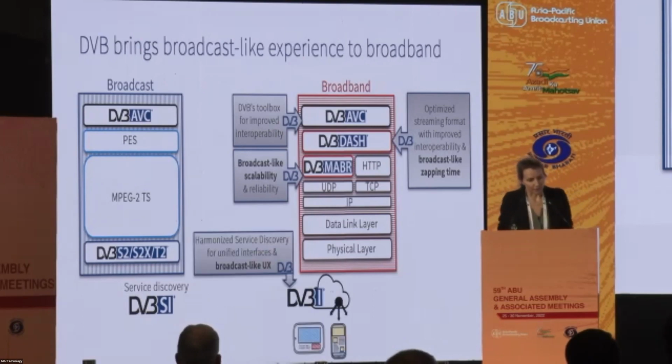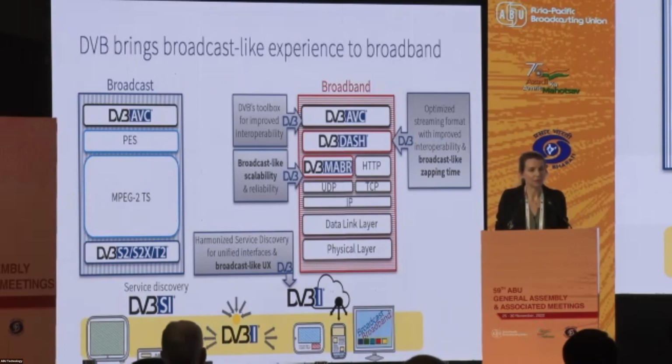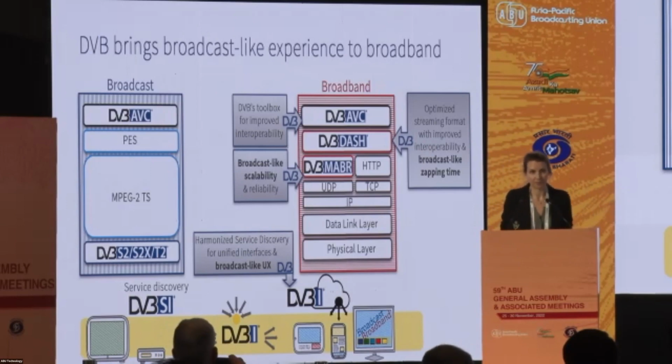And DVB-I is actually what brings the TV experience to this streaming world. It's not only for IP devices, and not only for IP services, but for services coming from anywhere, especially those coming through regular DVB-S2 or DVB-T2, for instance. And those services will be merged in a harmonized service list.